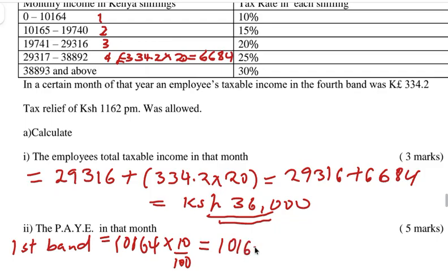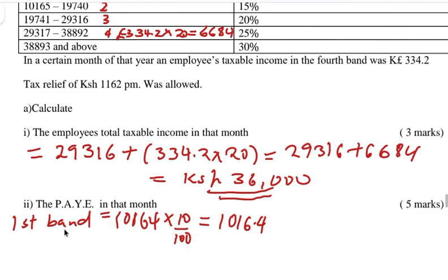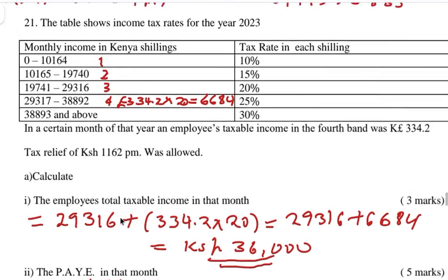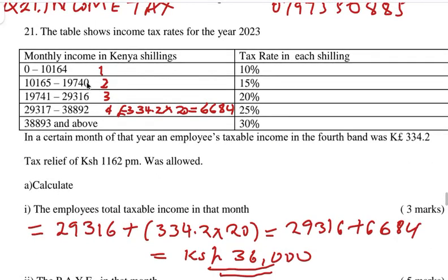Sawa, 1,016.4 Kenya shillings. In the second band wapata vipi ile in the second band? Sio? So kupata ile ambayo iko kwenye second band, wachukua hii 19,740 minus ile ya kwanza. Sawa? So 19,740 minus 10,164. Usichukua hii minus hii, itakupa incorrect answer.